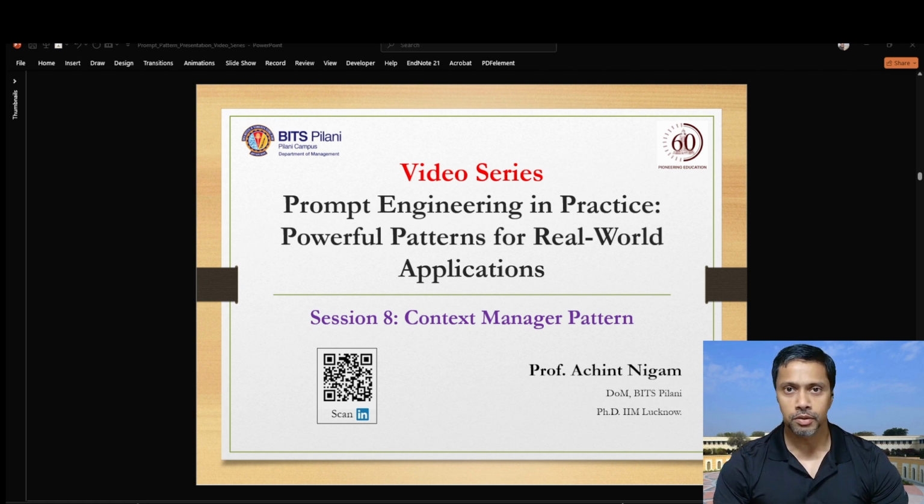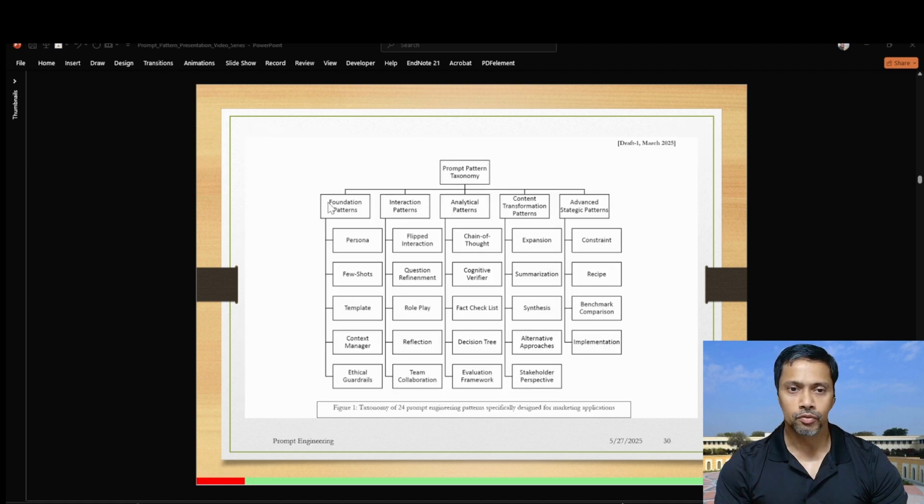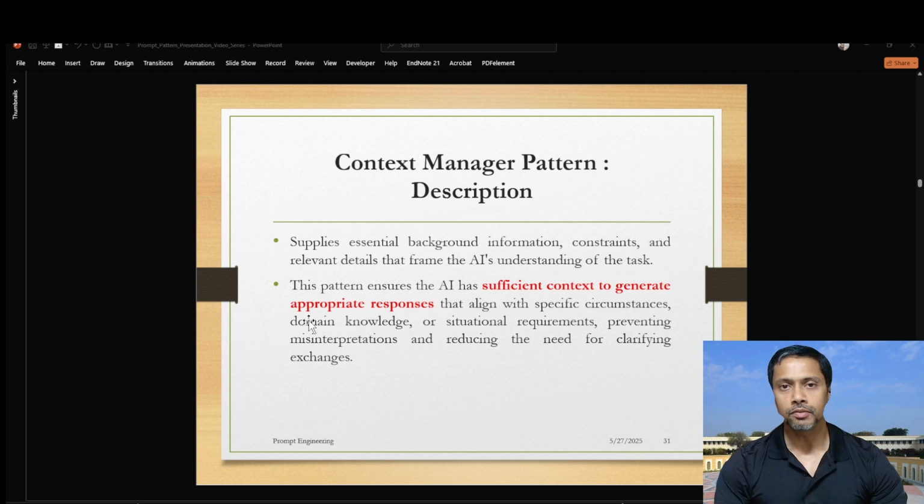In today's session, we are going to discuss the context manager pattern. In the previous sessions, we have moved from the foundation pattern column. We have covered the persona pattern, few-shot patterns, and template pattern. So today, the agenda is to understand what the context manager pattern is, starting off with what it is all about.